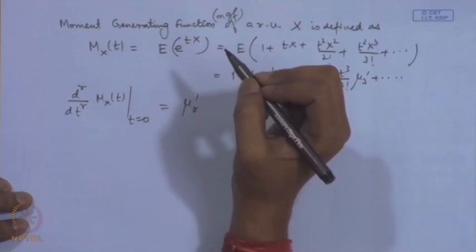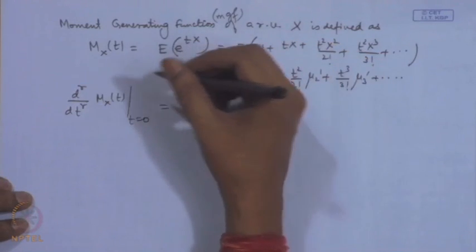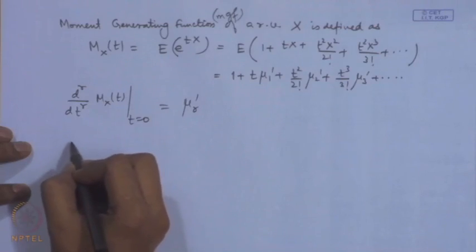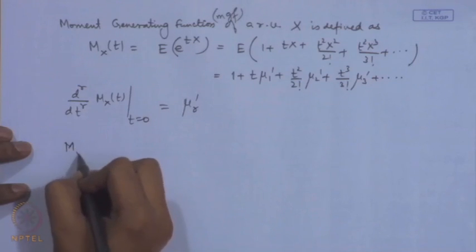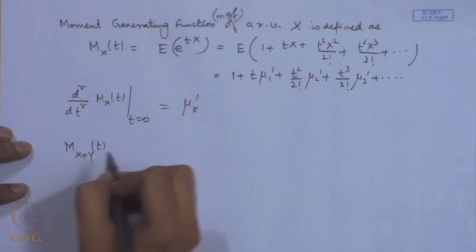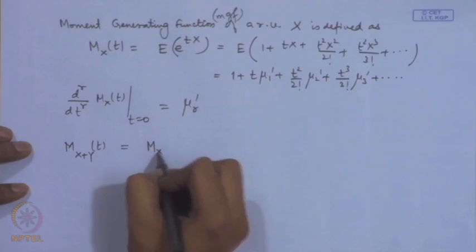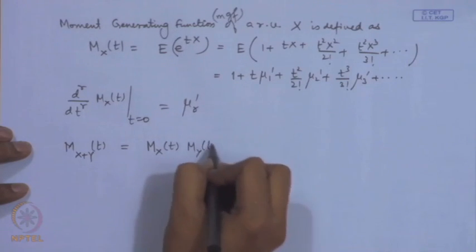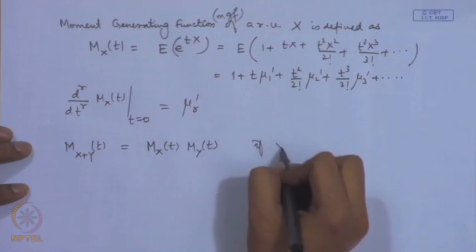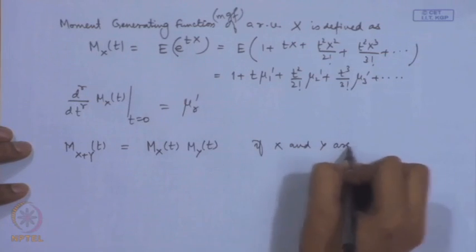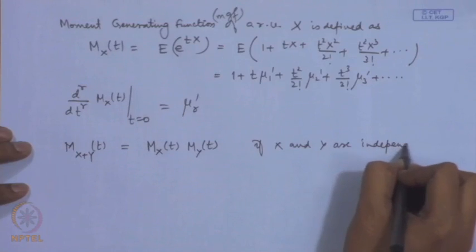It has some important properties. For example, a moment generating function uniquely determines a distribution. That means, different distributions will have different MGF, and it is also very useful in derivation of certain distributions. For example, if I have two random variables which are independent, and if I am considering moment generating function of a sum, then it is equal to moment generating function of the product if x and y are independent random variables.